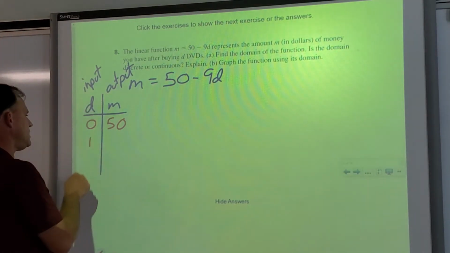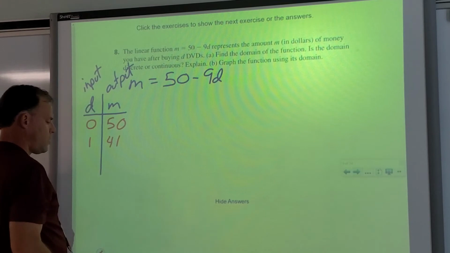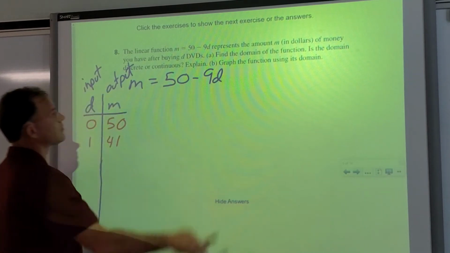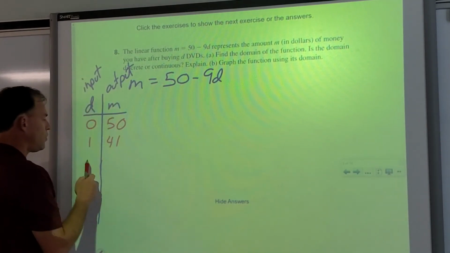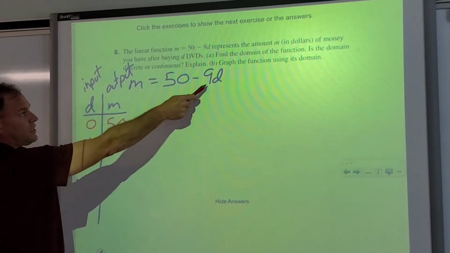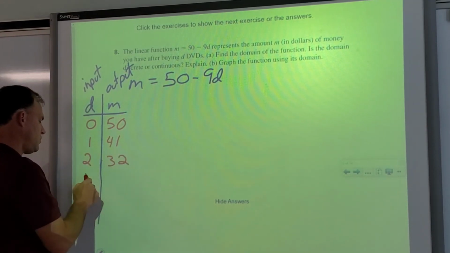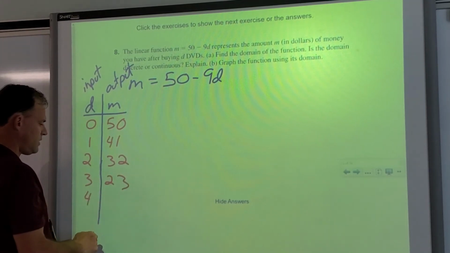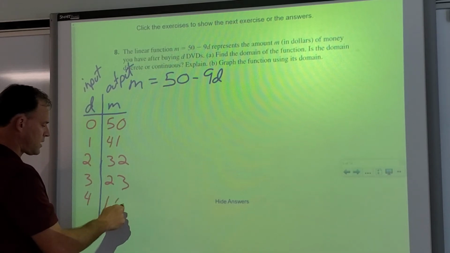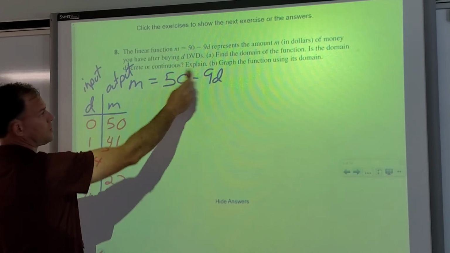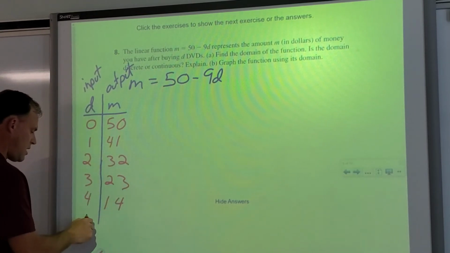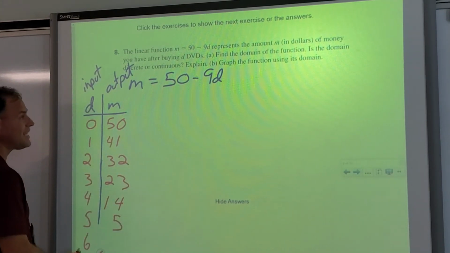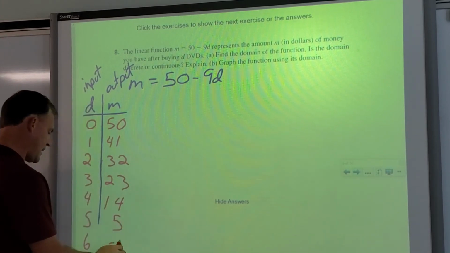Continue. Buy 1 DVD, plug it in here, I'm going to get 41. Keep going, because the question says find the domain of the function. So I keep going. I have more things I can plug in. Buy 2 DVDs, that's going to be 18, 32. Buy 3 DVDs, that's going to be 23. 4 DVDs, 14, right? Because 4 times 9 is 36, 50 minus 36 is 14. Buy 5 DVDs, that's 45. That gives me $5. Buy 6 DVDs, 6 times 9, that gives me negative $4.